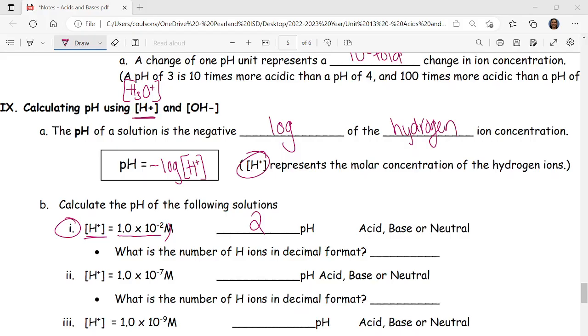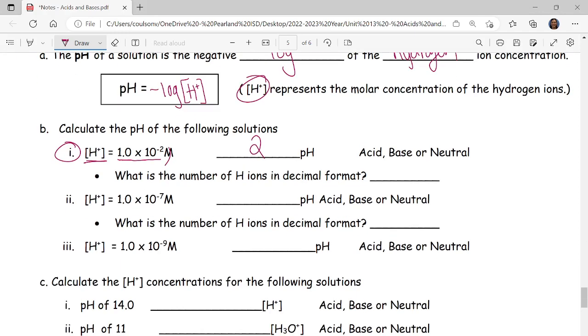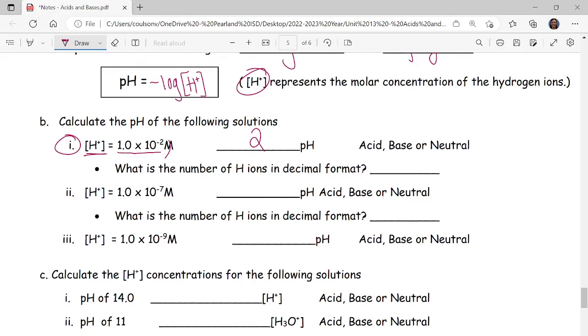Okay, so if I go back to this, the negative log of 1.0 times 10 to the negative 2 gave me a pH of 2. And when I have the pH, that helps me to easily identify, is this an acid, is it a base, or is it neutral? It's an acid. So let's circle that.